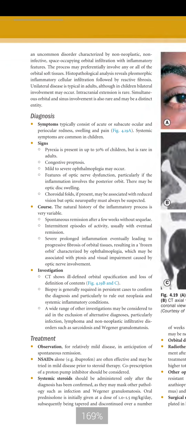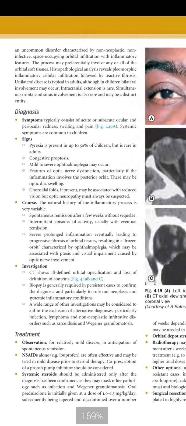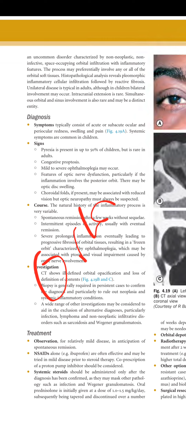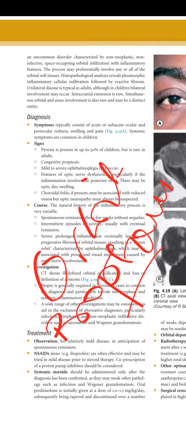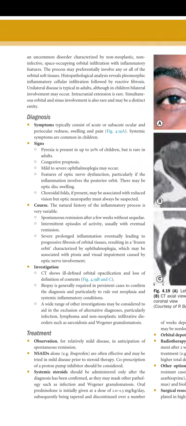So how will you diagnose a case of an orbital lesion? With any case of an orbital lesion, there can be a condition called proptosis. Typical symptoms consist of acute and subacute ocular and periocular redness, swelling and pain. Systemic symptoms are common in children. Signs include pyrexia in up to 50% of children, but it is rare in adults. There can be a congestive proptosis.